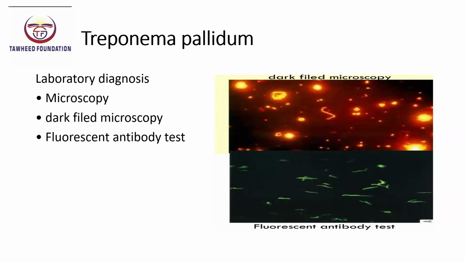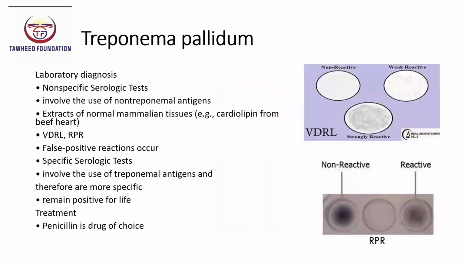The treatment of choice for all the stages of syphilis is penicillin, making it one of the most effective antimicrobial therapies in medicine. So laboratory diagnosis can be done through microscopy, dark field microscopy, or fluorescent antibody test. Serological tests also include some non-specific tests as well. Here in this picture, you can see a dark field microscopy image as well as a fluorescent antibody test, where you can see neon greenish images of Treponema pallidum.